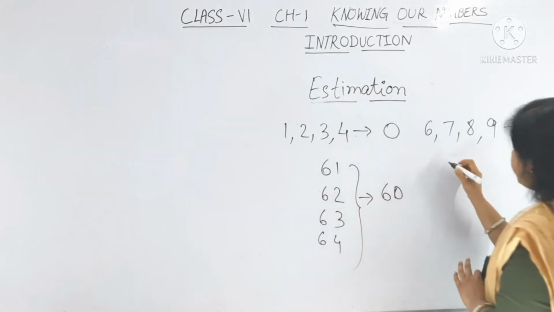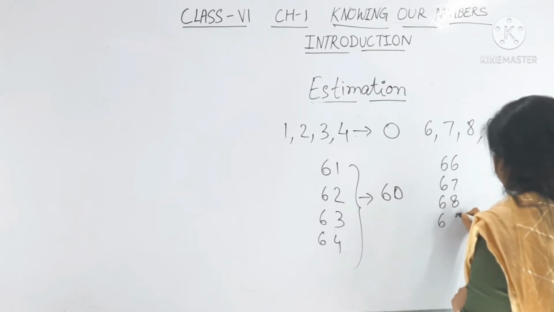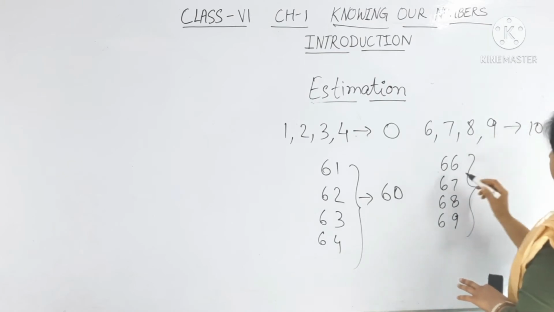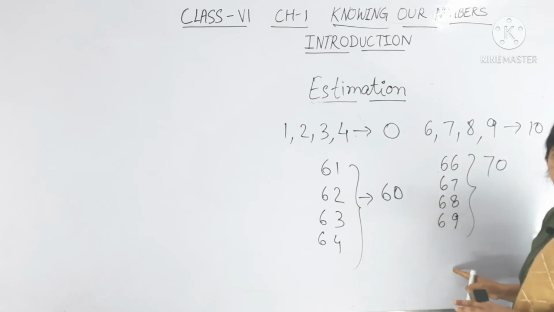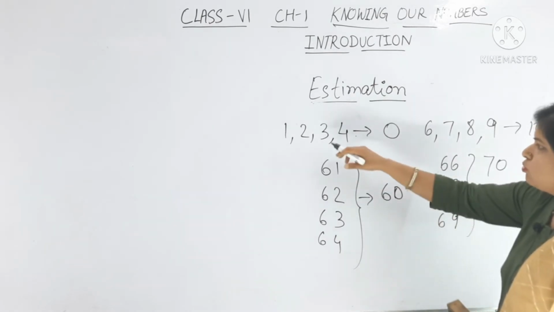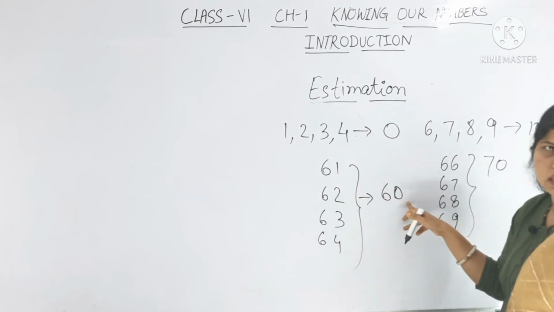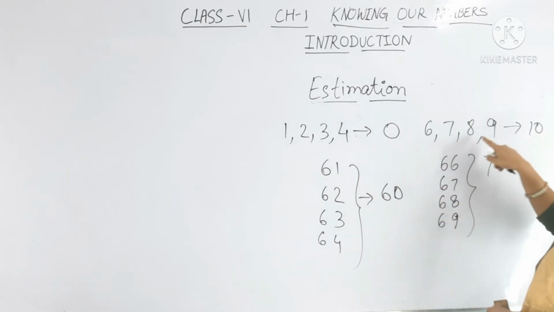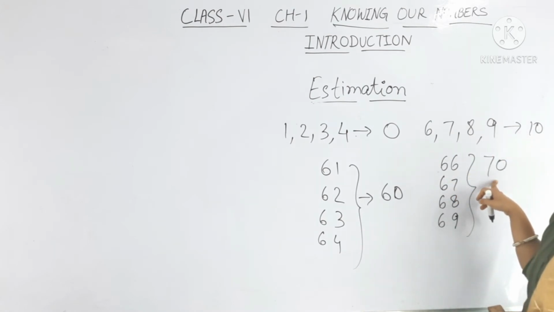If we have in one place like 66, 67, 68, 69, for this you can write 70, that is 10 means 70, that is nearer to this one. So roughly the estimation will be like this. If you have in the ones place 1, 2, 3, 4, then you have to replace it with 0. 6 will be as it is. If in the ones place there is 6, 7, 8, 9, then you have to write 10, means 10 means 70.